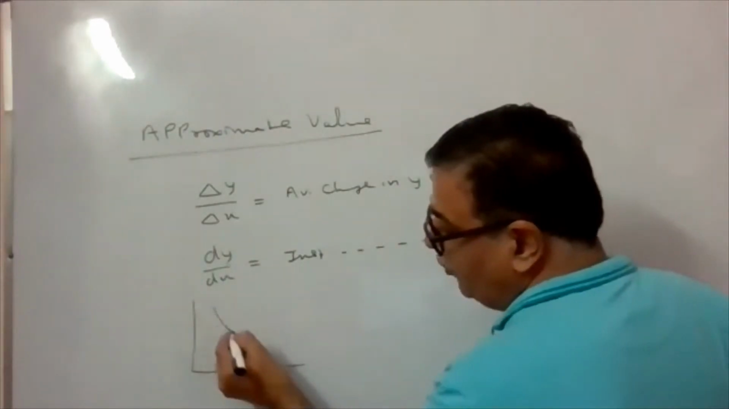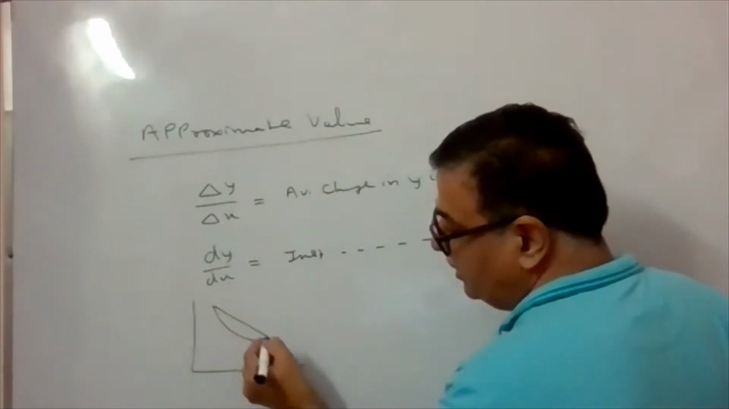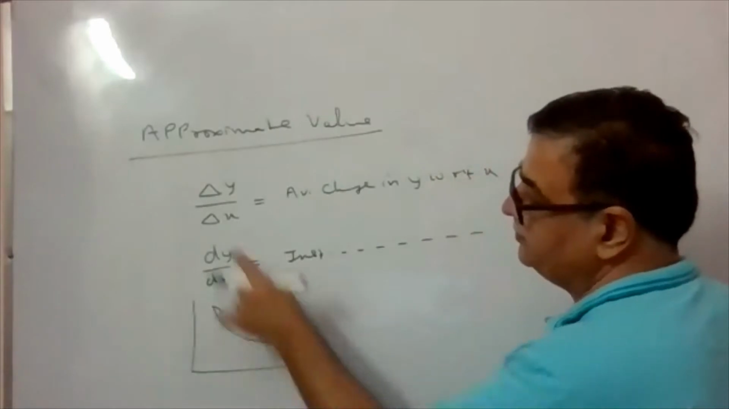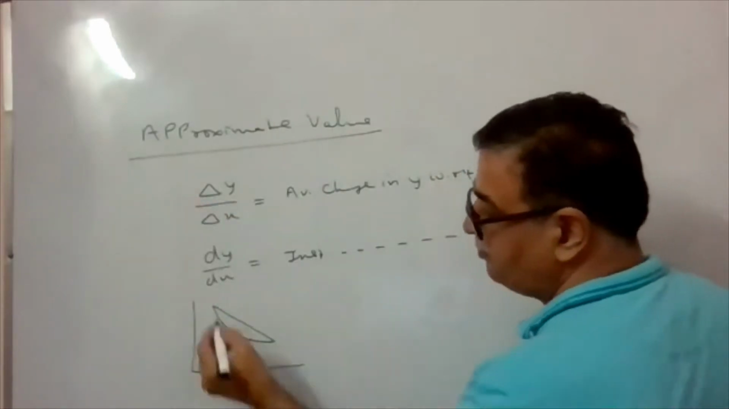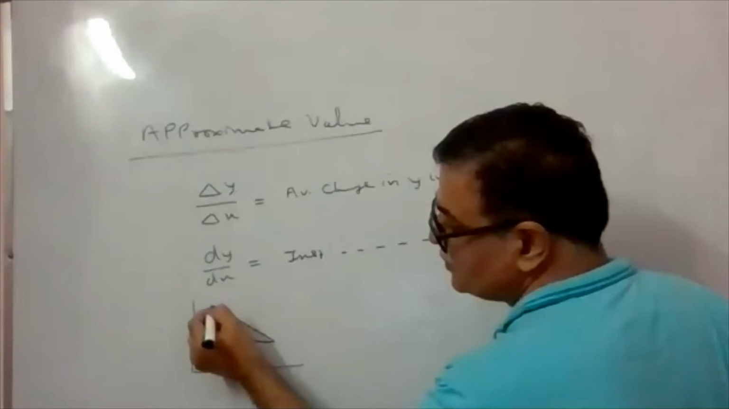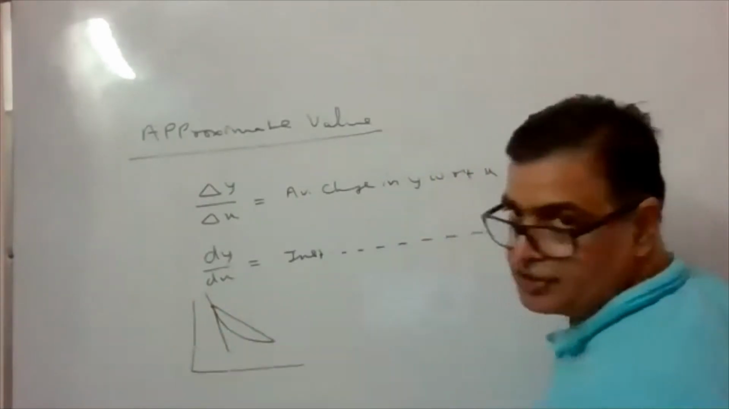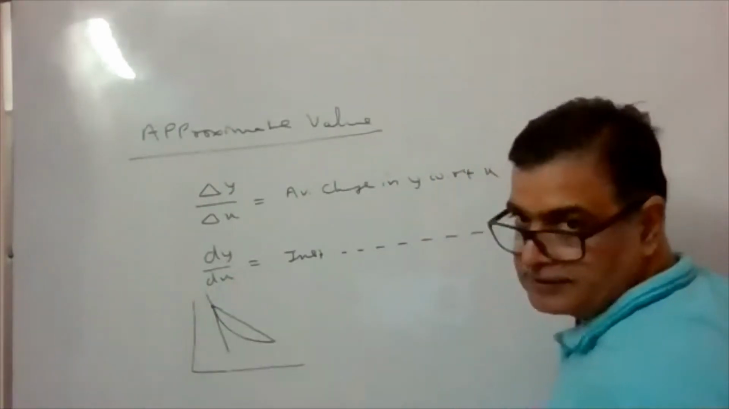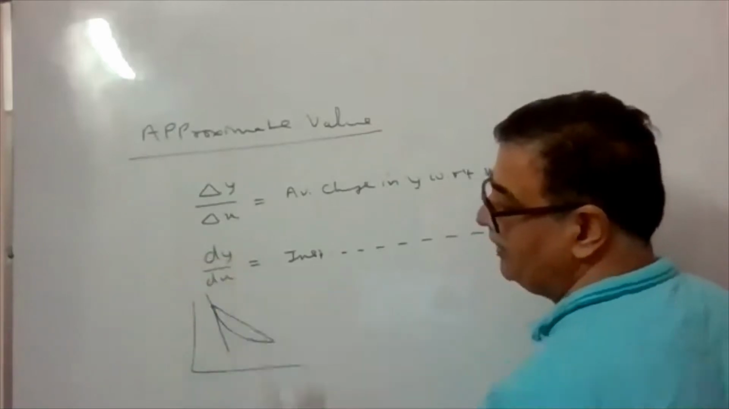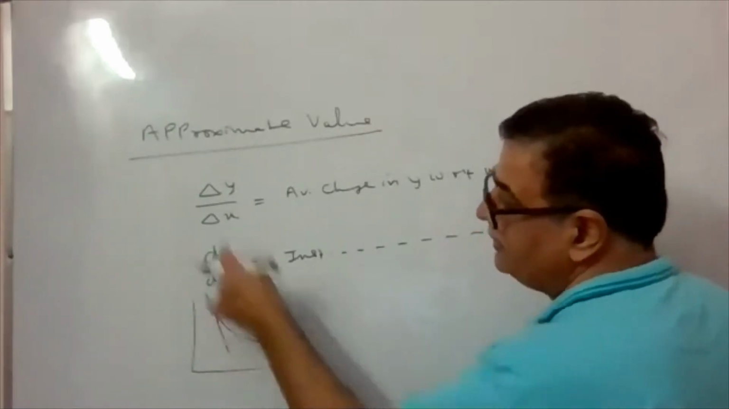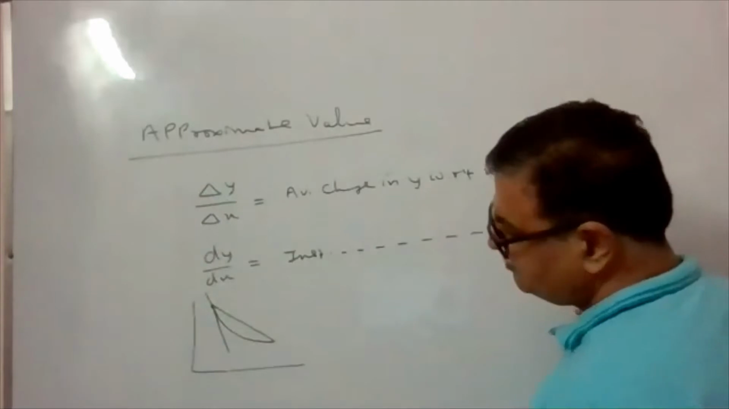And on the graph, I already told you that the slope of this chord is delta y by delta x. And when you take delta x approaches to 0, at this point it will become a tangent. So that is dy by dx. Slope of this line is dy by dx. Slope of the chord is delta y by delta x.